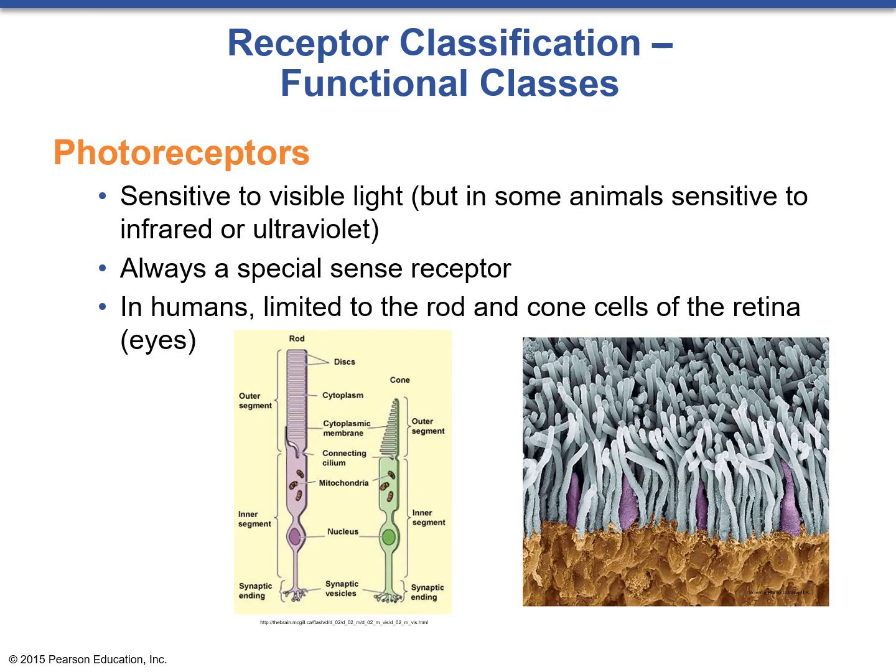Another type of receptor class that we have are photoreceptors. We'll briefly go over this now and then talk about it in a later lecture. But photoreceptors are sensitive to visible light, specifically the light particles called photons. In some animals, these photoreceptors are actually sensitive to infrared or ultraviolet light, so they can see things in an entirely different spectrum than we can. Now, they are always considered a special sense receptor, and in humans, photoreceptors are limited to rods and cone cells. Rods would detect different light intensities, so see everything on a grayscale, whereas cones are going to detect color. And these, of course, are going to be in the retina of the eye.